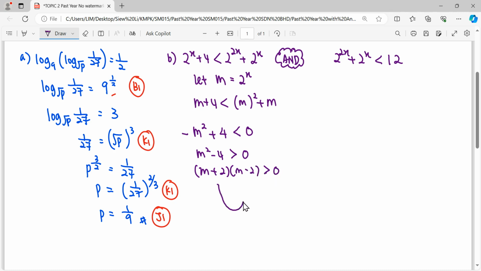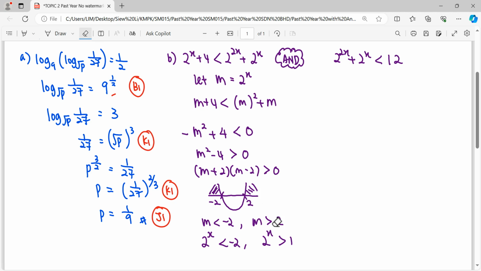For quadratic inequalities, we draw out the graph. Negative 2 and positive 2, more than that. Which means this m is at the left hand side of negative 2, meaning m is less than negative 2. For this answer, m is greater than 2. So 2 to the power of x is less than negative 2. Substitute back, 2 to the power of x is more than 2.